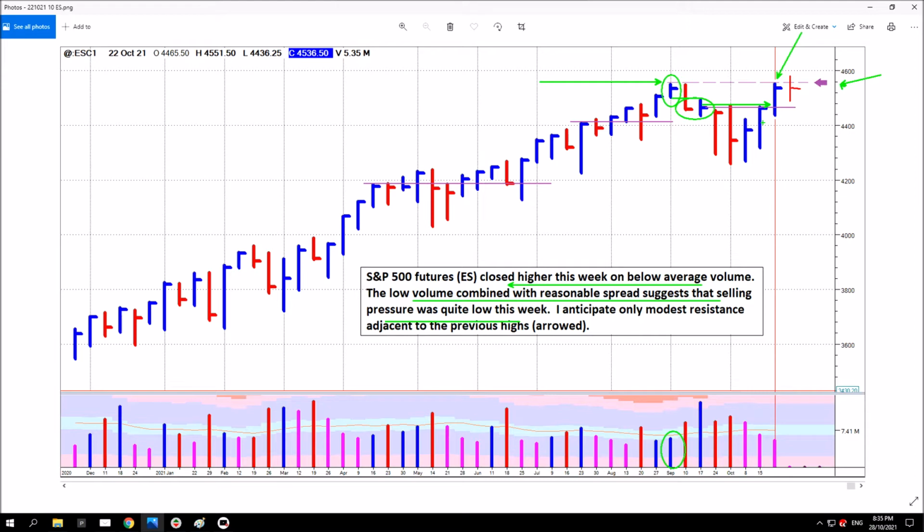We'll see whether price can take that out or not. It may be that price comes and retests this level for strength and then has a try at breaking out. We'll just have to see.